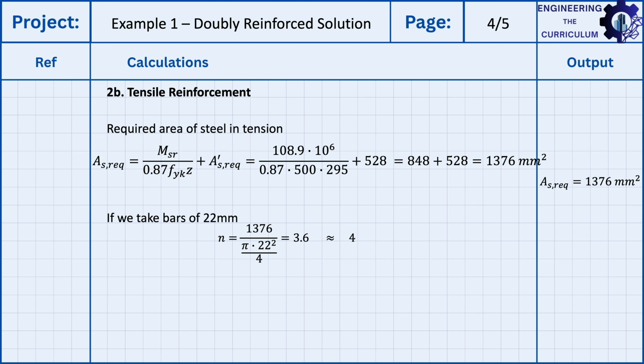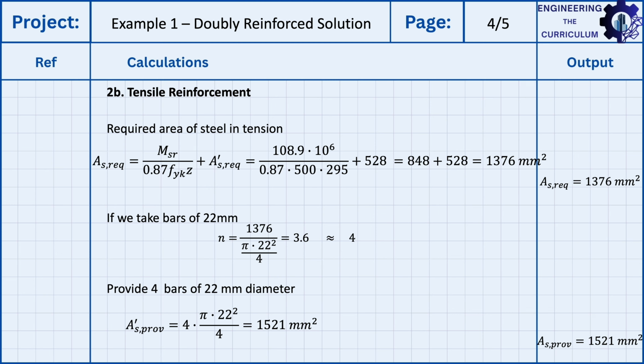In this case, I'm going to take bars of 22 millimeters. We can figure out how many bars. It works out to be 3.6, so we take 4 bars. And that means that the area we're providing in tension is 4 times the area of 1 bar of 22. And that works out as 1,521 millimeters square. So at this point, we have both the required areas of compression and tension steel, and also the actual steel that we're providing in both these cases.